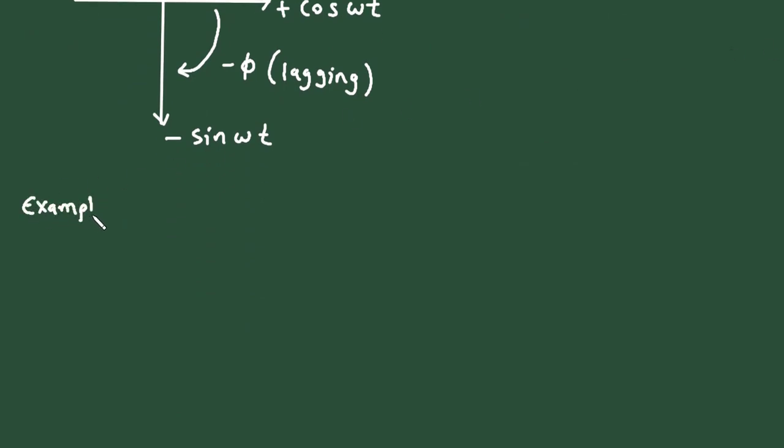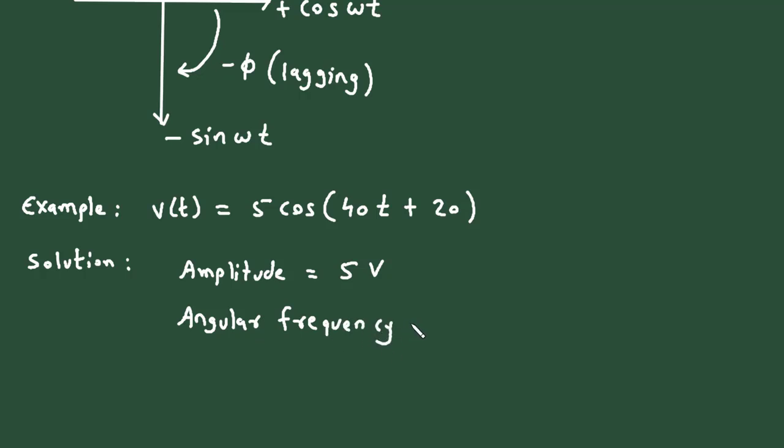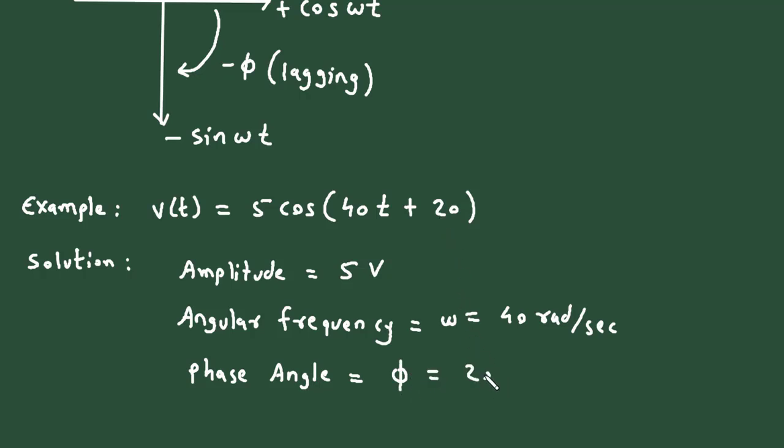So, let's take an example. V of t is equal to 5 cos 40 t plus 20. So, solution for this will be, here we can see amplitude is equal to 5 volts, and this angular frequency is equal to omega is equal to 40 radian per second. And next is, this is phase angle. So, phase angle is equal to phi is equal to 20 degree.